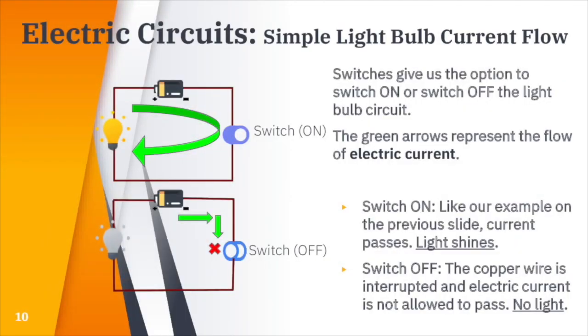As seen on the graphic, switches give us the option to switch on or off the light bulb circuit. The green arrows represent the flow of electric current when the switch is on. Now, in this case, like our example on the previous slide, current passes and light shines. When the switch is off, the copper wire is interrupted and electric current is not allowed to pass, so no light.